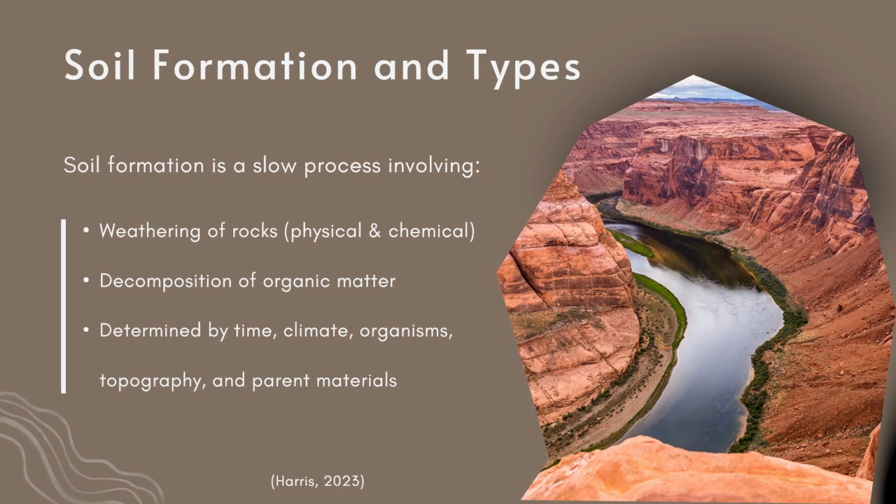Soil forms very slowly. As rock weathers, it starts to form smaller little particles, and organic matter starts to build up from dead plants and animals. Climate, organisms, topography, time, the parent rock, all of those things shape the process. So soil differs from place to place.